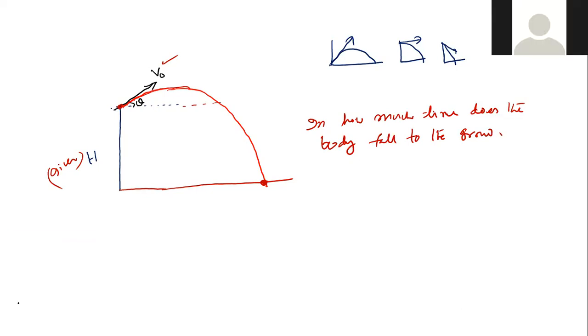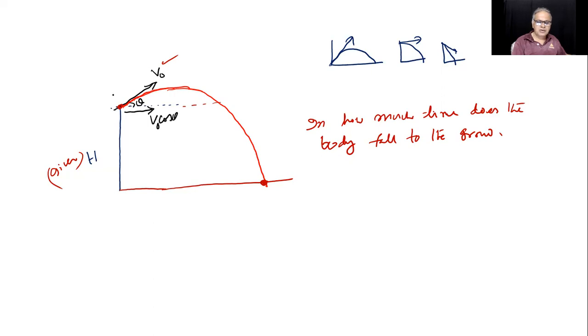Displacement in the y direction is H. Of course, H or minus H, we'll see. For that, first of all, I should resolve the velocity, right? V0 cos theta, this is V0 sin theta.